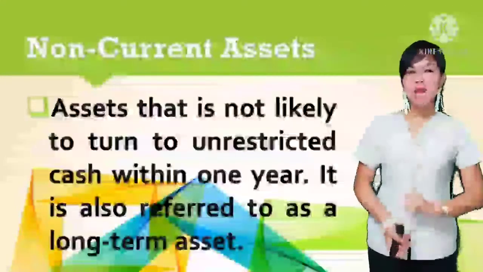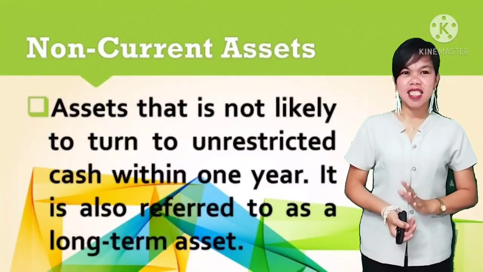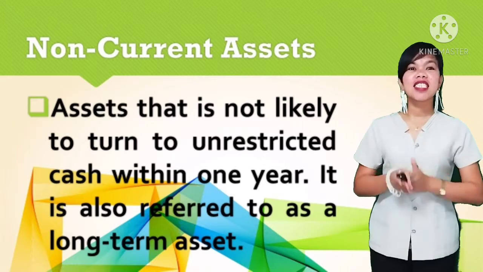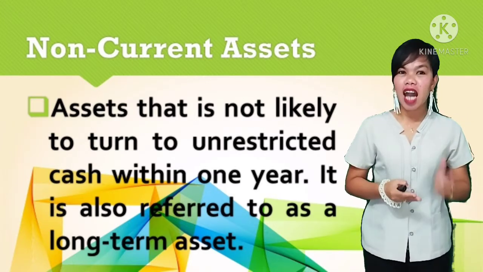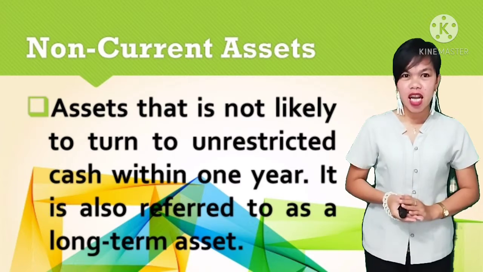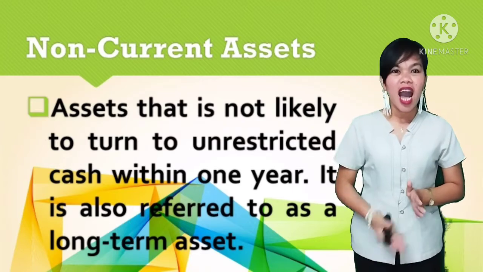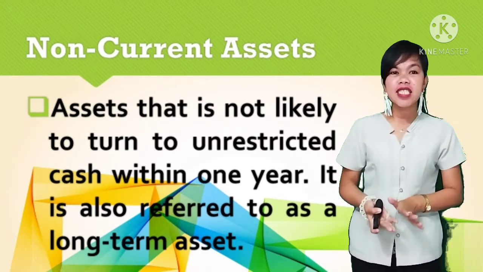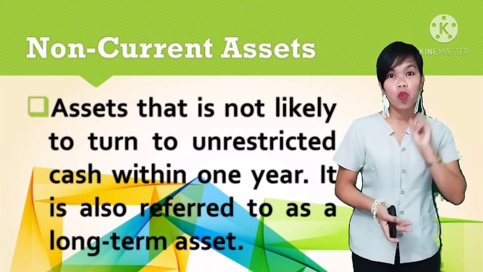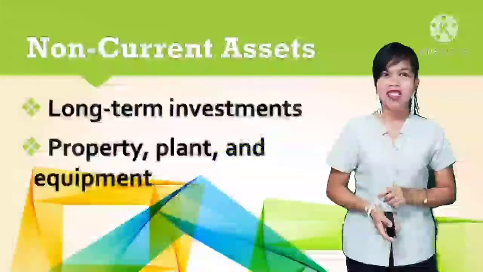The second type of asset is non-current assets. An asset that is not likely to turn to unrestricted cash within 1 year. It is also referred to as a long-term asset. Assets that have a future economic benefit for more than 1 year or more than 12 months.